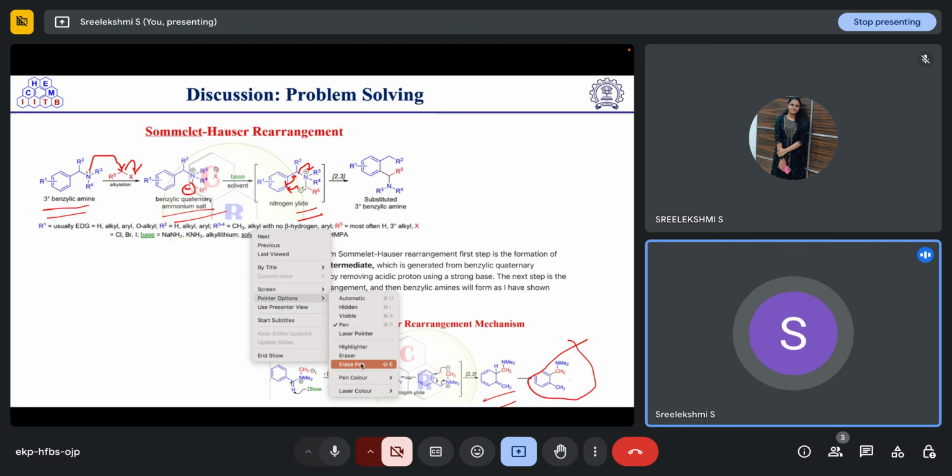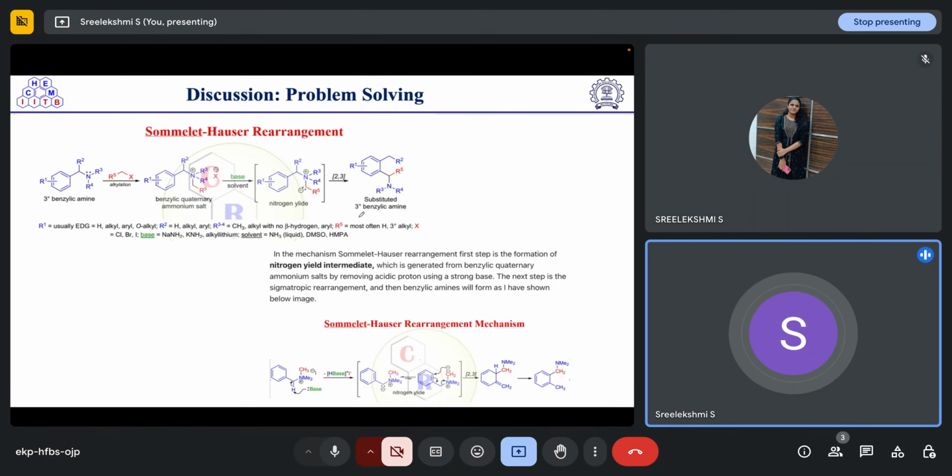So initially we are taking a tertiary benzylic amine. Here we are getting a substituted tertiary benzylic amine through this Sommelet-Hauser rearrangement. So once this negative charge is formed over this center, that will attack over this carbon, and this bond will come to here, and this bond is breaking to form this intermediate via this 2,3 sigmatropic rearrangement. Then with this rearomatization, we will be getting the product. So this is the Sommelet-Hauser rearrangement.